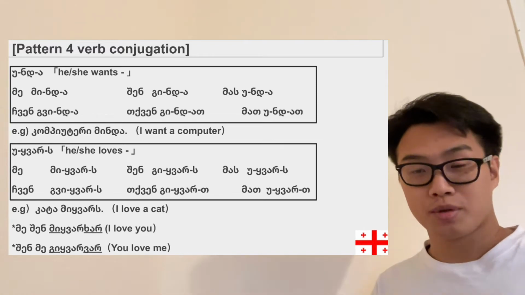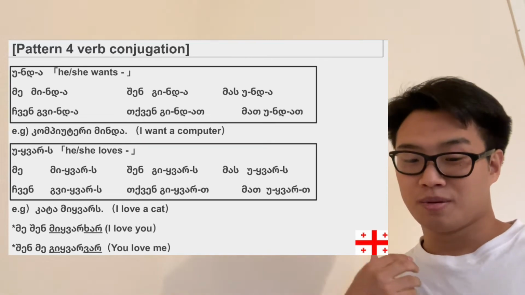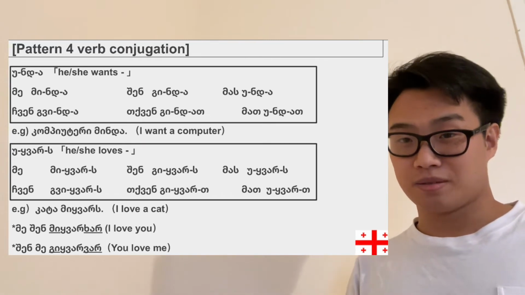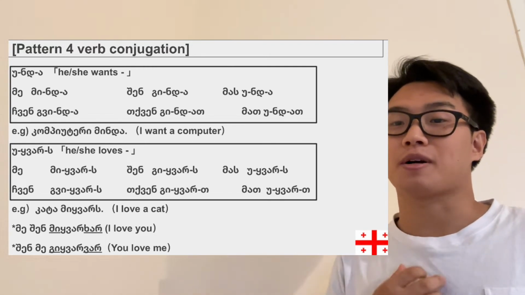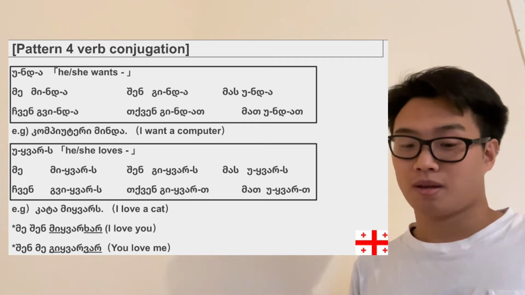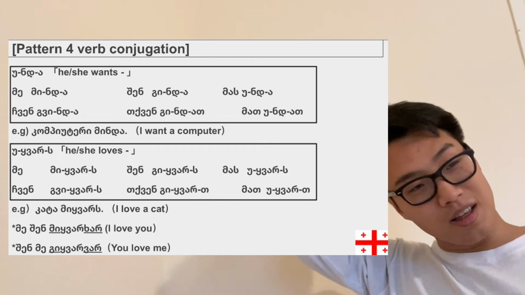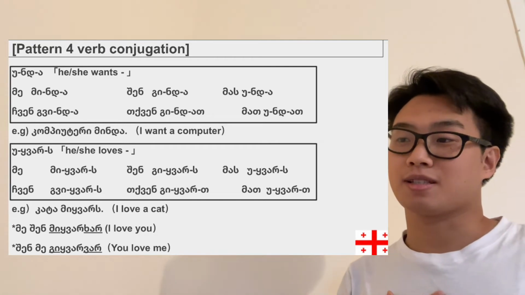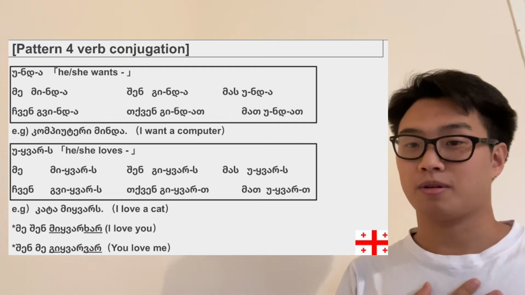Or if you want to say you love me, kind of opposite, me shen gikhwar var. The first letter gu refers to the second person singular form, the subject, and var at the end of the verb means the first person singular form me, but in the objective form.